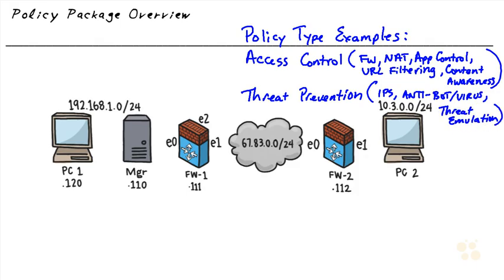So if we have one giant package of these policies that we're pushing out to all of our gateways, we're pretty much restricted to, in each of those rules of those policies, identifying exactly who the target will be. For example, the access control parts might go to both Firewall 1 and Firewall 2, and then in the rules for threat prevention, maybe we specify just Firewall 1.